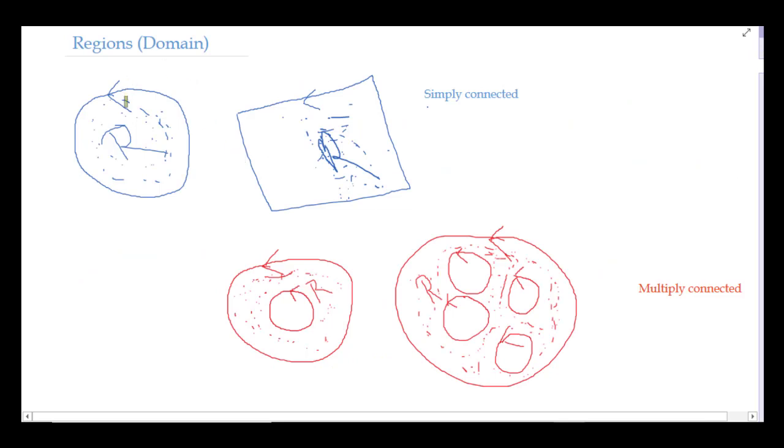We can now understand region or domain. There are two types of domain we need to understand. One is simply connected domain. So this domain is a simply connected domain. This area which is covered with the simple closed curve, that domain is known as simply connected domain. Now, what about this domain? You can treat this as a hole inside the paper, a circular paper. This is the hole, and I'm talking about this region only. So this region is called multiply connected. Similarly here, the region inside the bigger curve and outside the smaller curve, these two domains are known as multiply connected domain or multiply connected region.